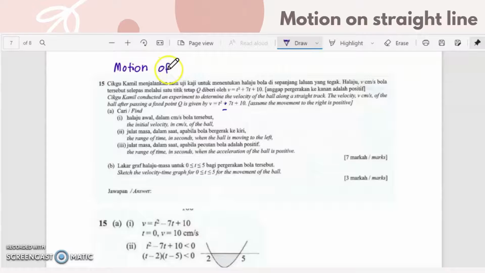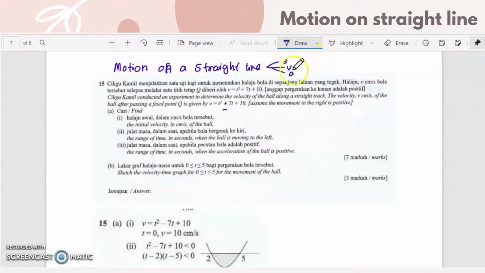Okay, so we go to question number 15. This question is about motion on a straight line. Okay, so what you have to know from this kind of topic is about displacement, velocity, and also acceleration.